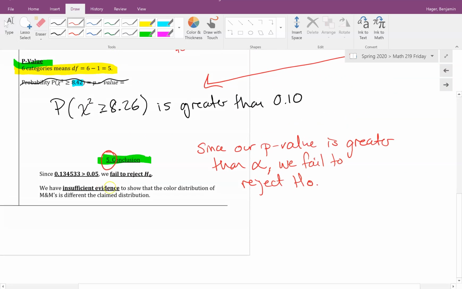So we have insufficient evidence to show that the color distribution of M&M's is different than what they claim. Okay, the data does not suggest the difference is something other than what M&M's claim, or the distribution, I'm sorry.